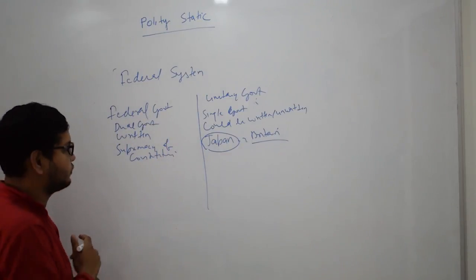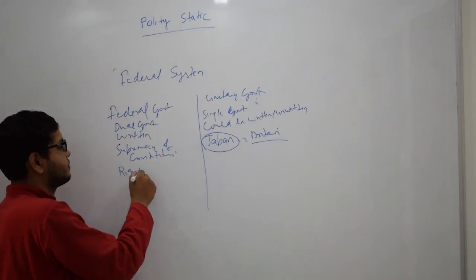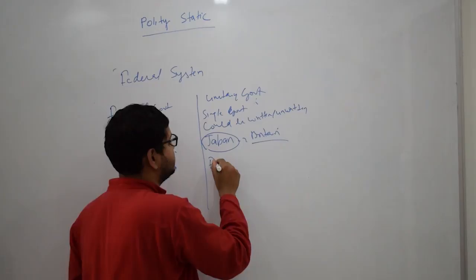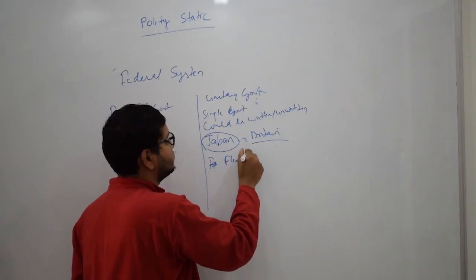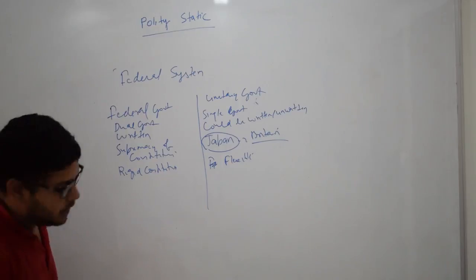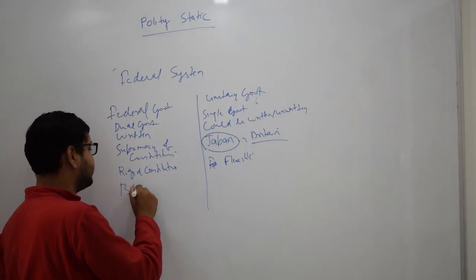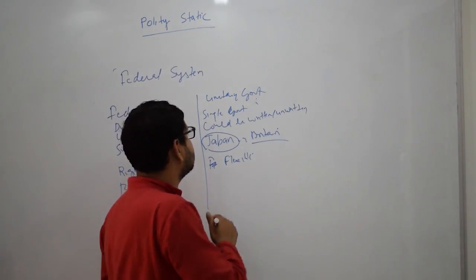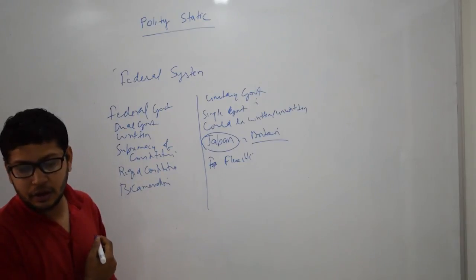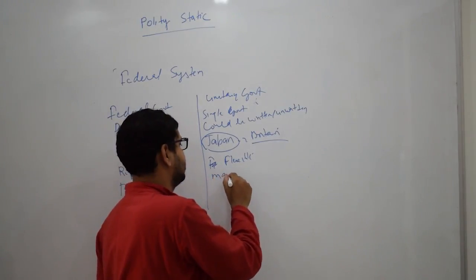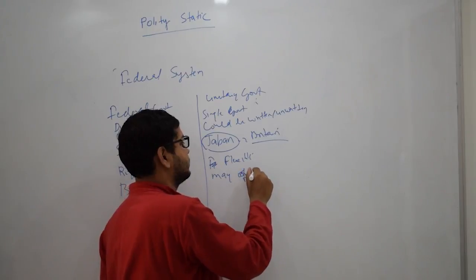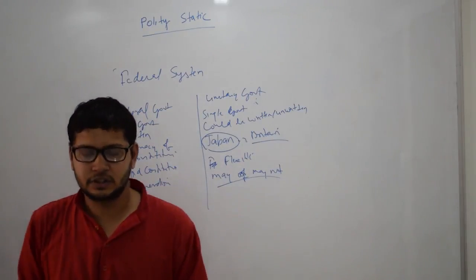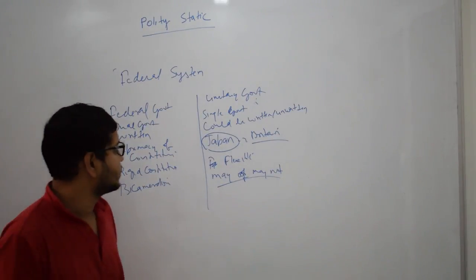Next, here we have rigid constitution. And the unitary constitution is generally flexible. And lastly, here we have bicameralism, two houses. In the unitary government, we may or may not have a bicameral government. Not guaranteed. So this ends this chapter, which is federalism.